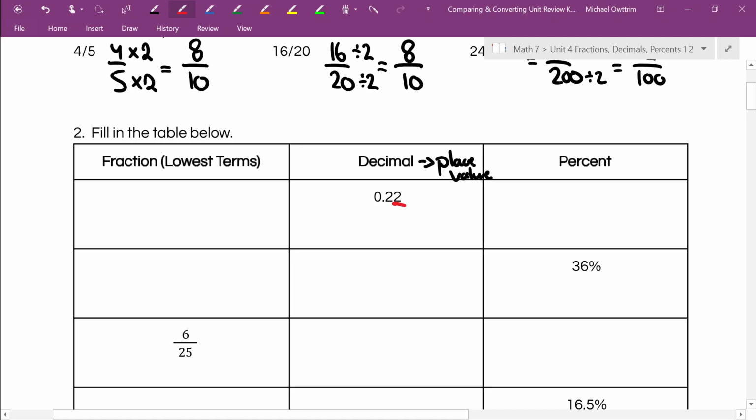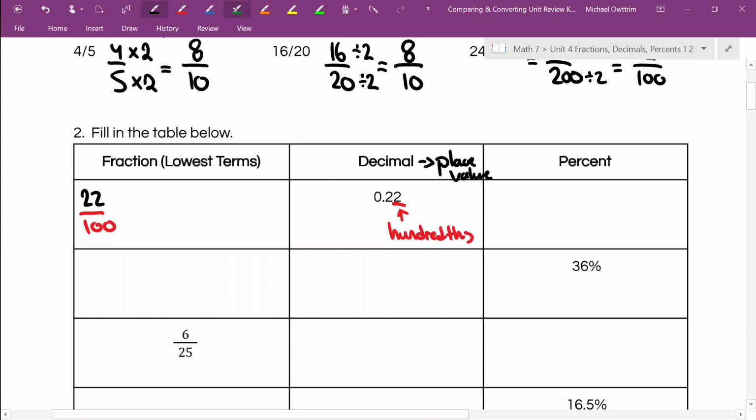So if we start with our first row here, we've got 0.22. That last digit, the farthest right digit, is in the hundredths place. And that means as a fraction, it has 100 on the bottom. And what's on the top? Well, just our digits 2, 2.